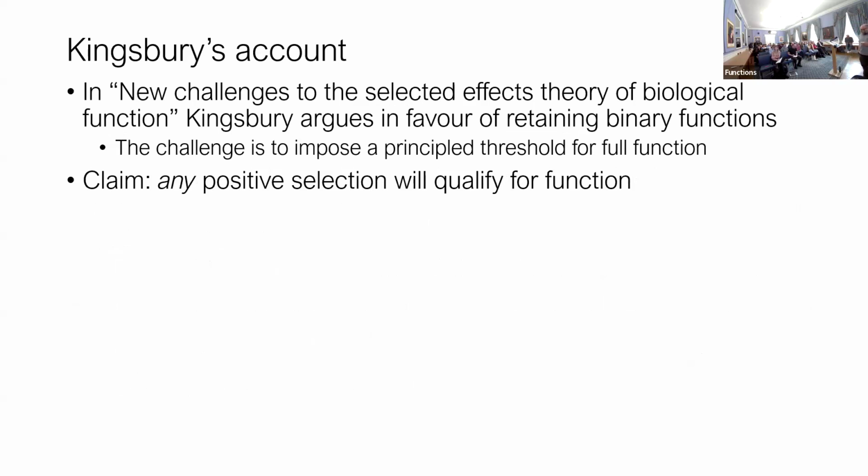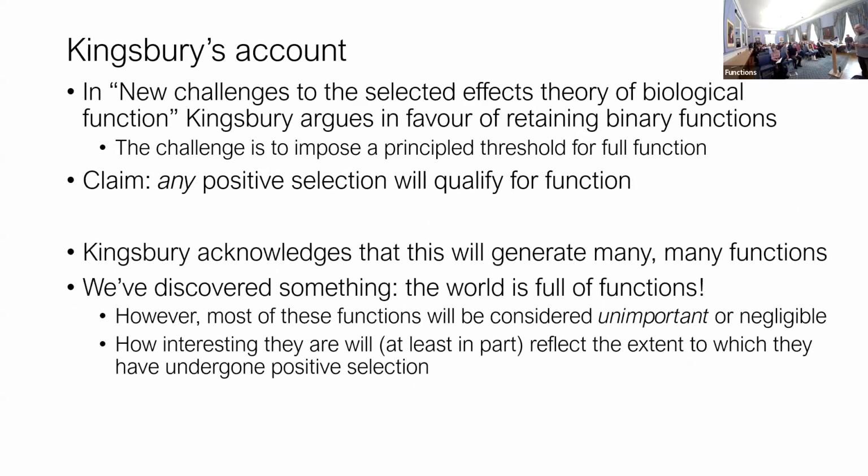And her place to draw the threshold is to say any positive selection whatsoever is going to qualify to make some effect a function. Now, she freely acknowledges my worry that this is going to generate an absolute flood of functions in the world. But she embraces it. She bites the bullet and says, great, we've discovered something really interesting about selected functions. They're everywhere.